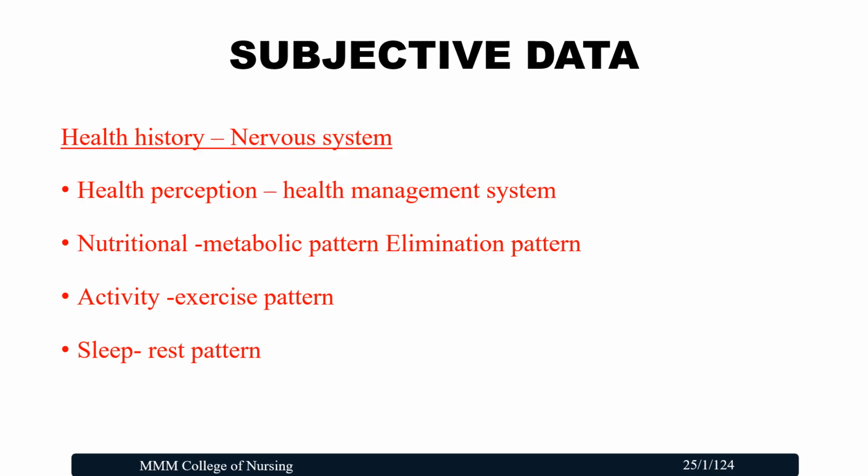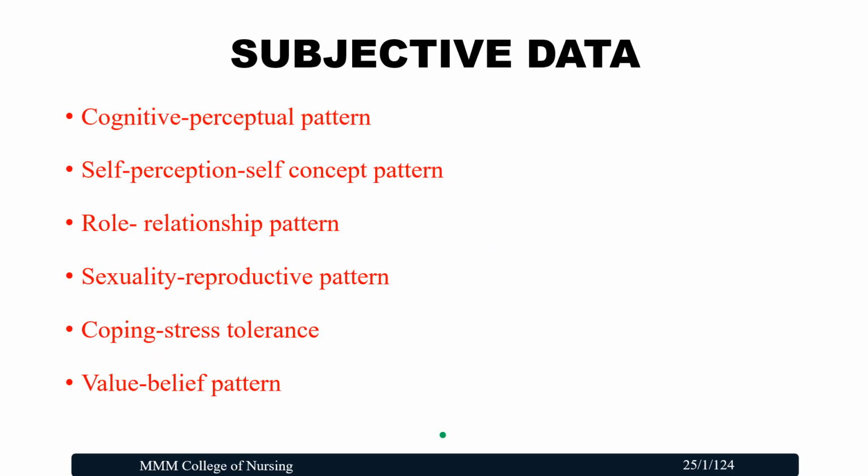and activity exercise pattern, whether the patient is doing any exercise, and if so, what type and how much. Sleep and rest pattern, how many hours of sleep the patient is getting per night. Cognitive and perceptual pattern, self-perception and self-concept pattern, role and relationship pattern, sexuality and reproductive pattern. Here we ask whether the patient has physical problems that interfere with the usual sexual activity, as neurological problems may interfere with sexual activity.